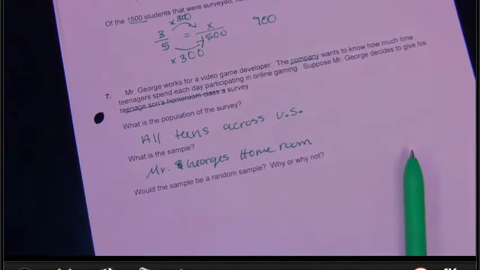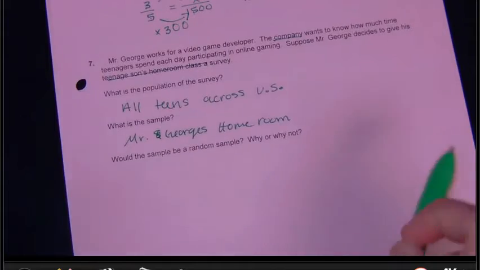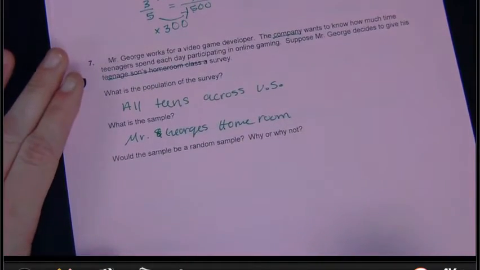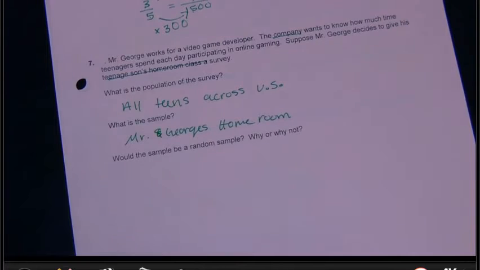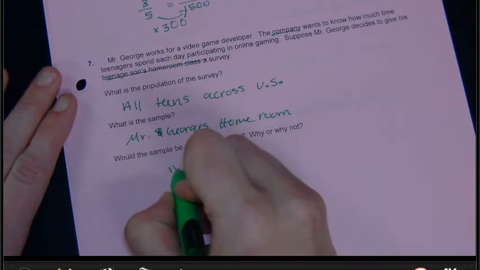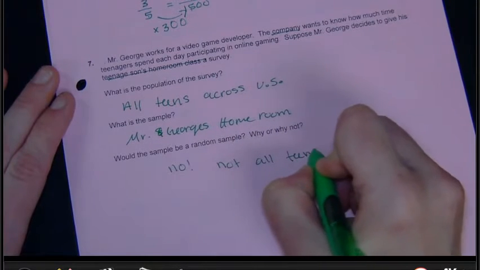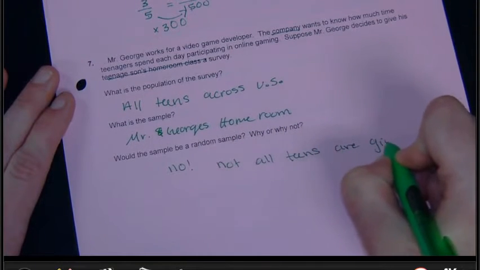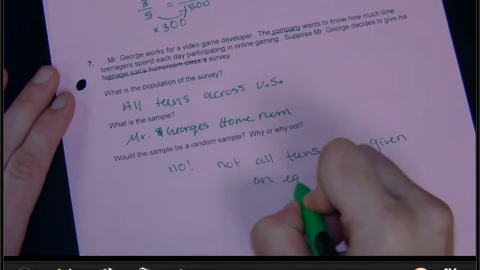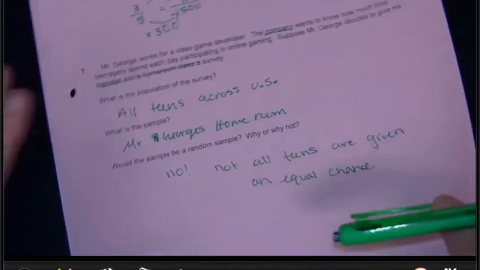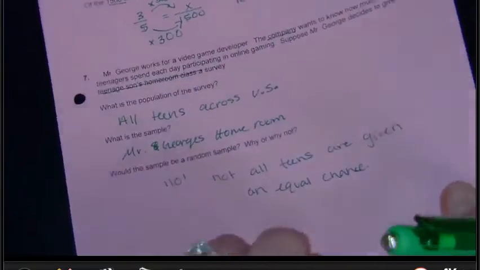Okay, because if I sample just his one homeroom, is that considered a random sample? And the answer is no, because the company wants to know how much time teenagers spend each day participating in online gaming. I'm looking at one homeroom across all of the US and saying, okay, this is it. So is this a random sample? And no, not all teens are given an equal chance. Okay, not all teens are given an equal chance.